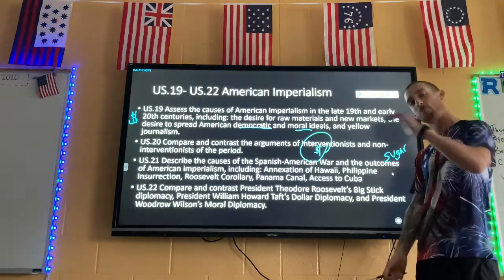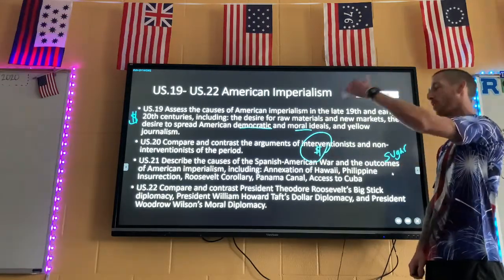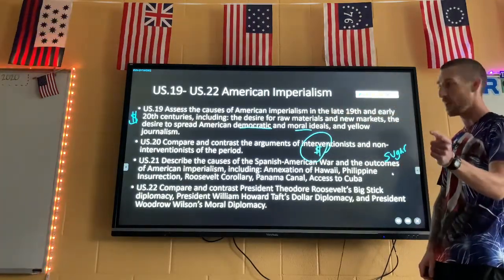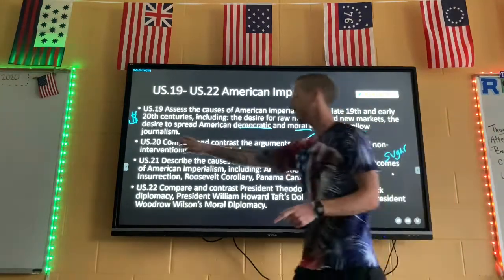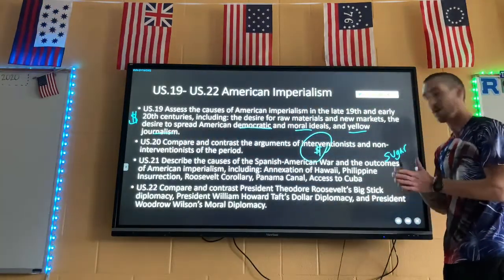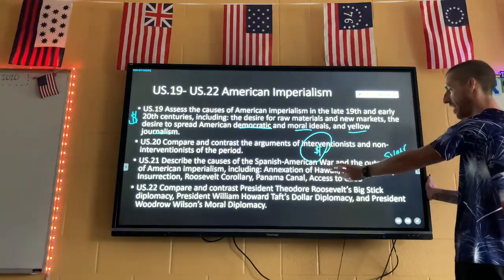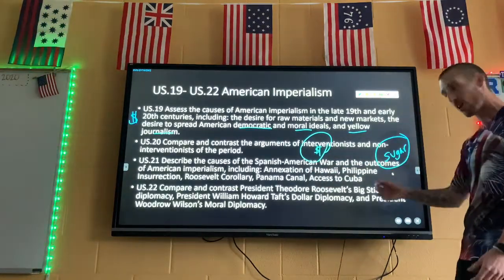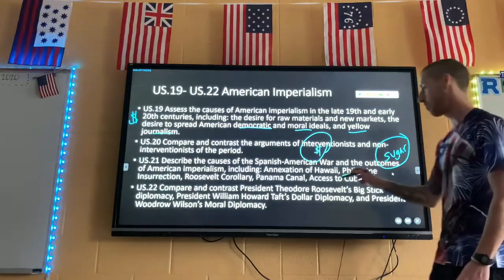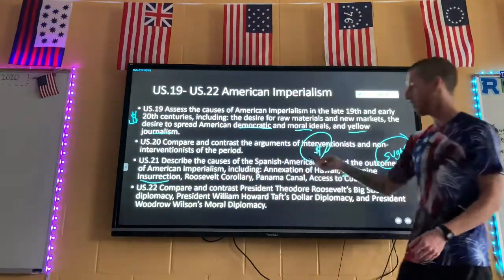Causes of the war: Spain's not being nice to Cuba, and America wants to get involved in Cuba. Then the USS Maine explodes, and that goes back to the yellow journalism, and then America's involved. And we need to get to the Philippines by way of Hawaii, and guess what? Hawaii's got sugar. Oh, we had to deal with the Philippine insurrection. Also, let me go back to Hawaii.